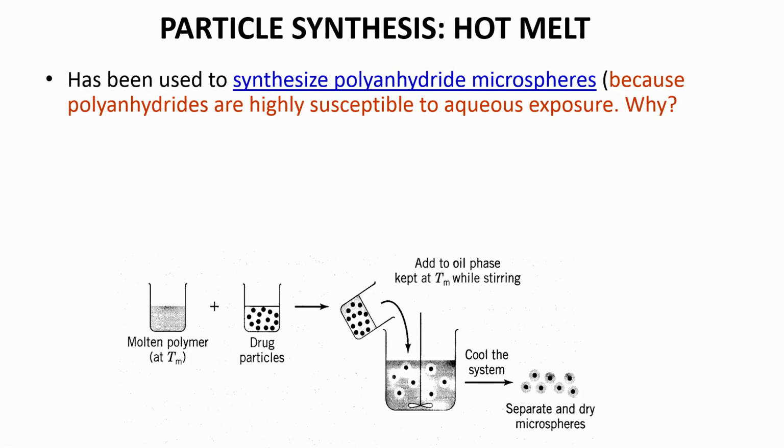Another one that we are going to talk about is the hot melt process, and as the figure suggests, you have a molten polymer at its transition temperature. So, there is no solvent involved here. You take your drug particles, you mix them with that into an oil phase which is then stirred and kept at Tm. So what will happen is you have this polymer, which is molten, containing these drug particles, and then when you cool the system down, whatever the size of the particles that were present due to this stirring, that will cool down and essentially result in a solid polymer with drug.